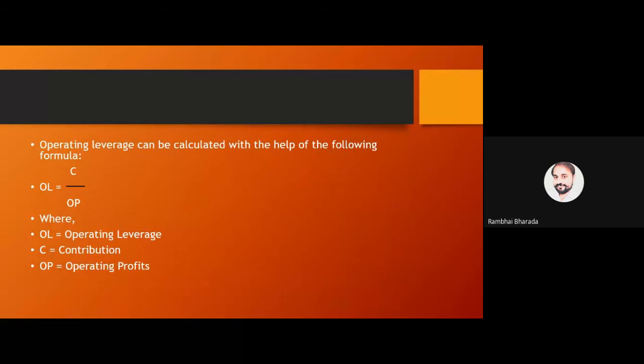Okay, now write down the formula to calculate the operating leverage. Operating leverage is equal to OL. OL is equal to C upon OP. C means contribution. C stands for contribution. OP stands for operating profit.